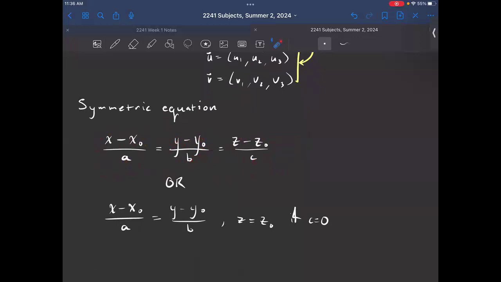A, B, and C tell you what slope the line is going in each direction, x, y, or z. If one of these slopes is 0, so you're parallel to the xy plane, then you have z equal to some constant number, and c is 0. So you just write this as a second equation, and you don't have a fully symmetric set of equations. You only have symmetry in x and y, and then z is off to the side right there.